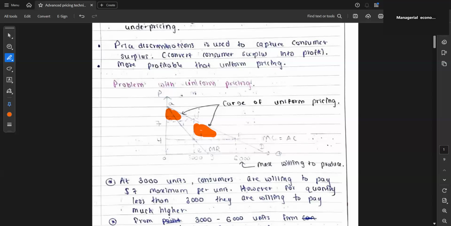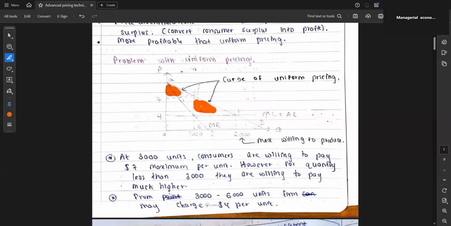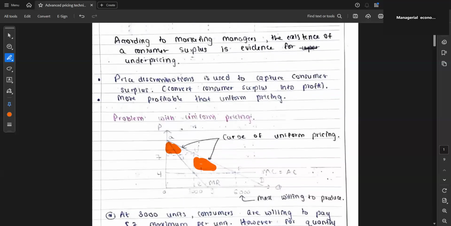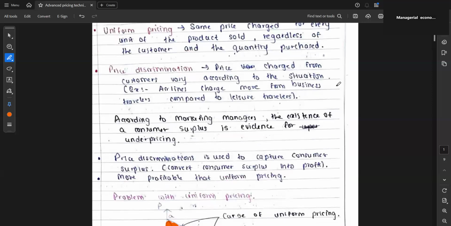So that's why these two triangles are known as the curse of uniform pricing, because of uniform pricing, the managers, the company, is losing on that revenue they could have earned. So price discrimination is charging different prices for the same product.